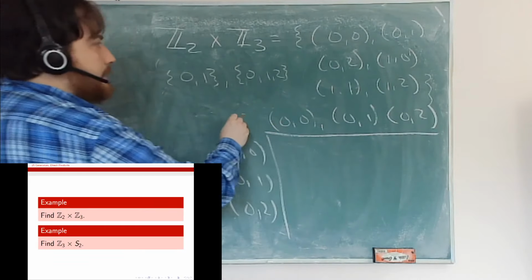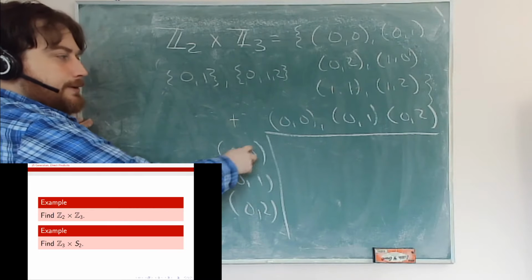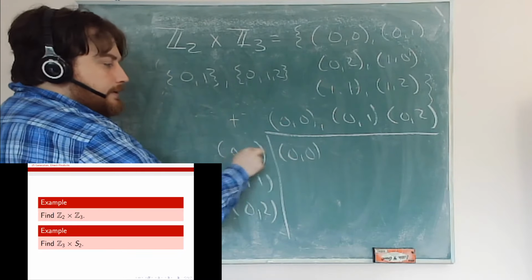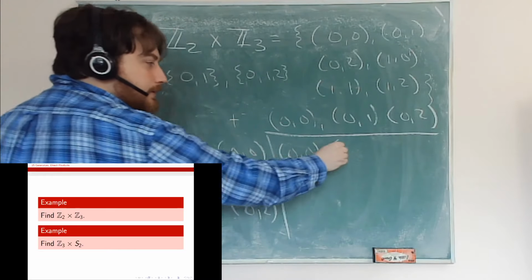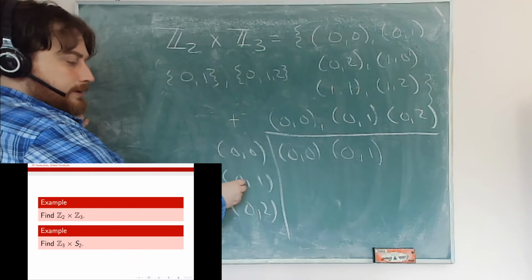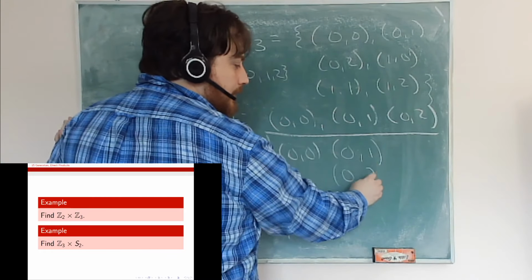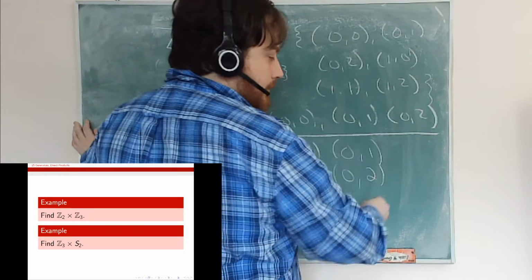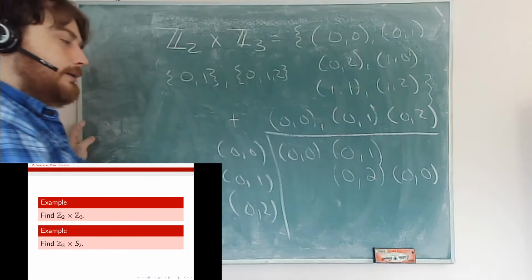And so now my operation is going to be the component-wise addition. So what would 0, 0 plus 0, 0 be? Well, that's just 0 plus 0 is 0, 0 plus 0 is 0. If I take 0, 0 plus 0, 1, I get 0 plus 0 is 0, 0 plus 1 is 1, and I get that point there. Now, let's say I take 0, 1 plus 0, 1. I'm going to get 0 plus 0 is 0, and 1 plus 1 is 2. But if I take 0, 1 plus 0, 2, I get 0, and 2 plus 1 is 0 in Z3.